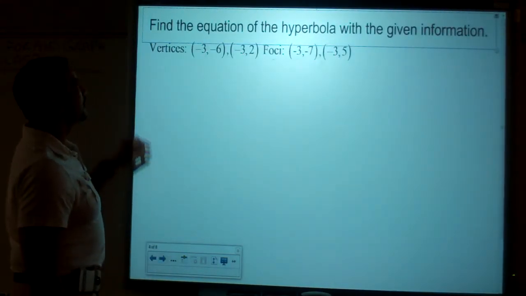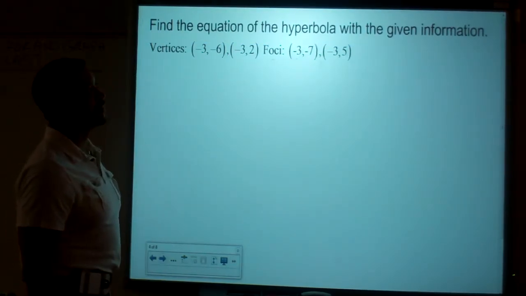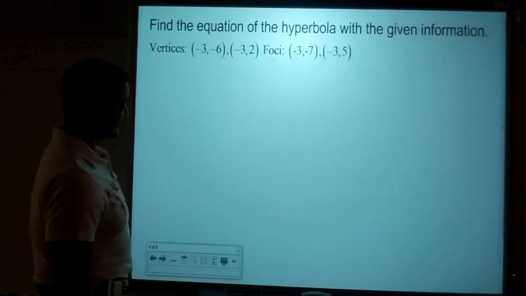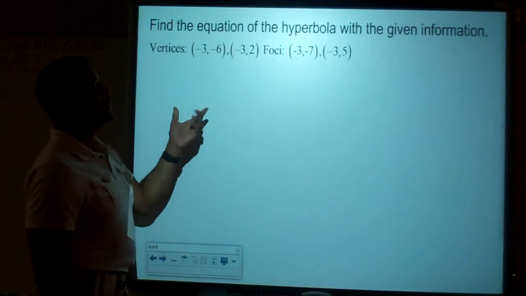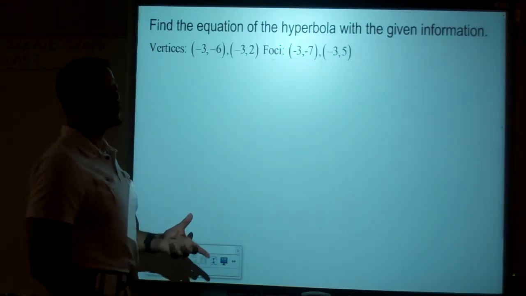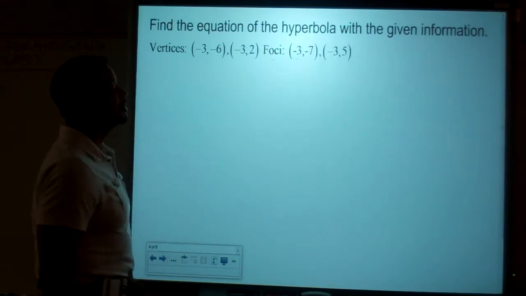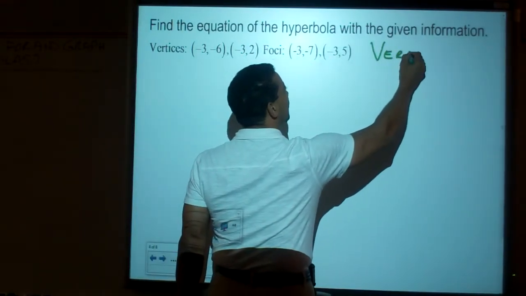Alright, next we're going to look at finding the equation of the hyperbola with the given information. So if I'm given my vertices here, the first thing I want to know is which way it is going. So I look to see what is changing. Here the y values are changing, so of course that means that we're looking at a vertical hyperbola.